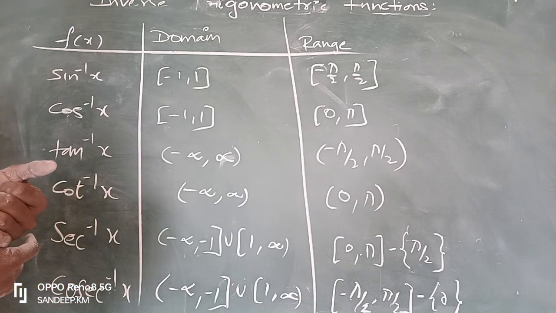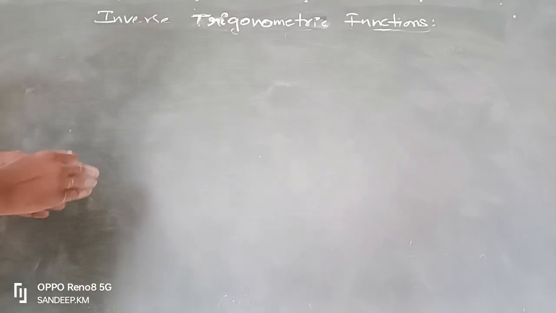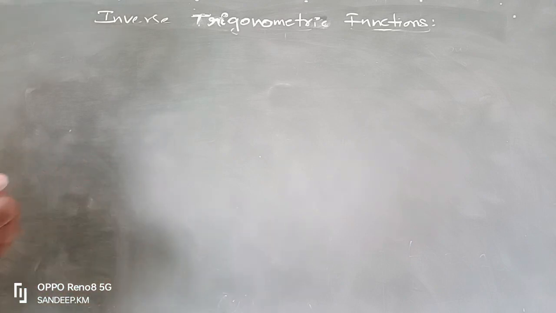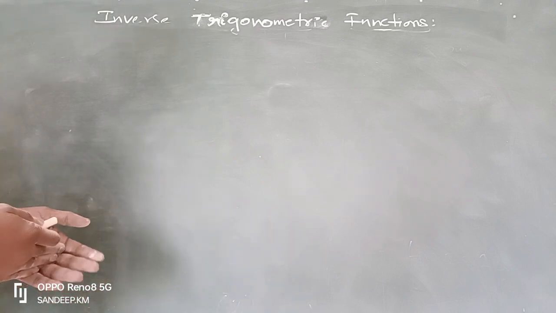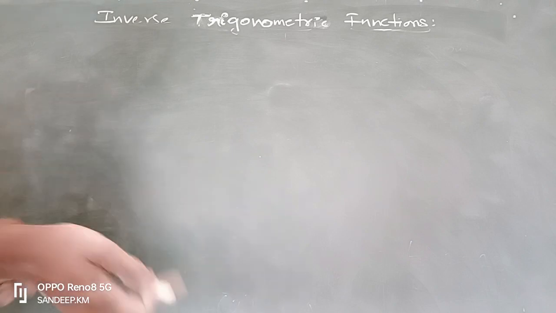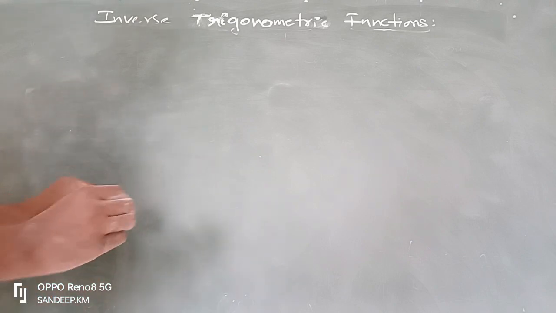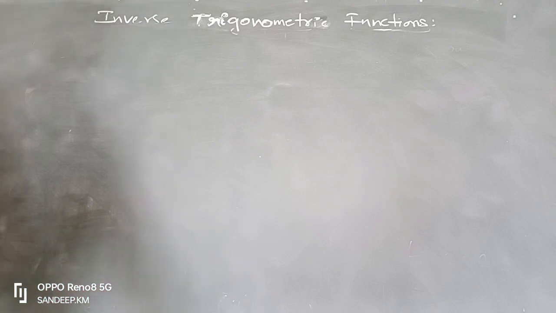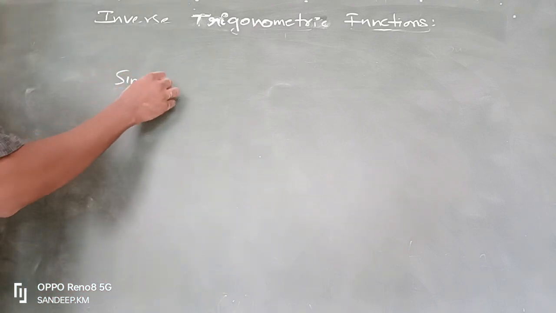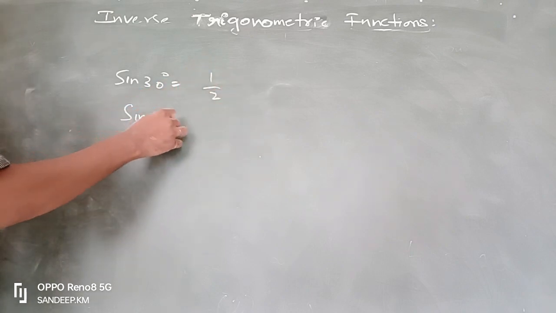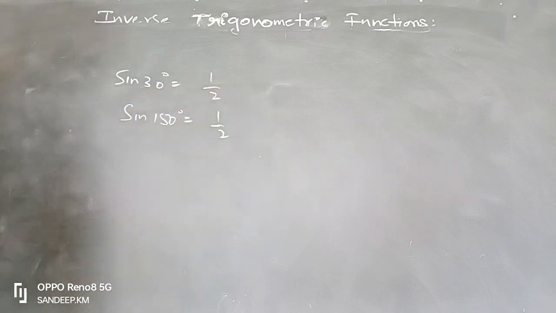Now, a little different approach to tell why sin x, cos x, tan x, etc. are not bijections and don't have inverses in their natural domains. A basic approach, you will understand this easily. So we know that sin 30 degrees is equal to 1 by 2, and sin 150 degrees is also 1 by 2.